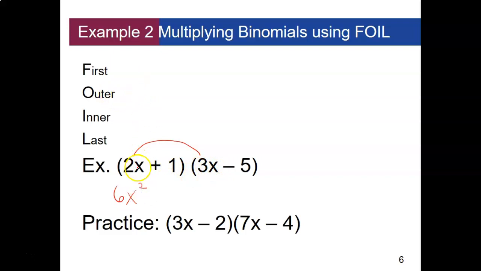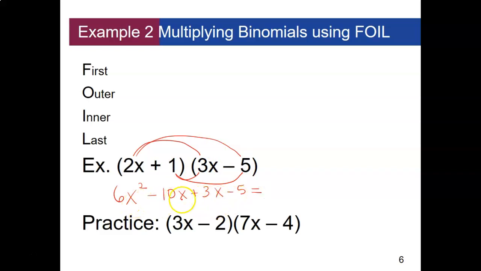Okay, outer, I'm going to do the outer term, so this term and this term. I'm going to multiply those two together. So 2x times negative 5 is going to give me negative 10x. Inner, this term and this term will be my inner terms. So 1 times 3x will be 3x. And then last, 1 times negative 5 would be negative 5.